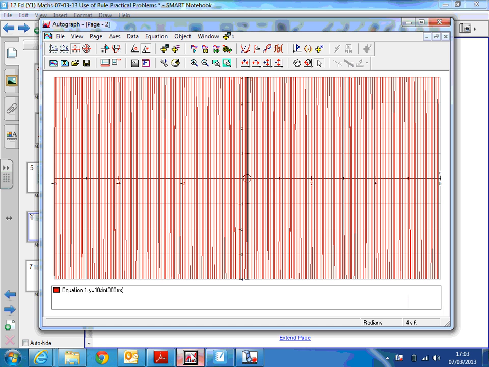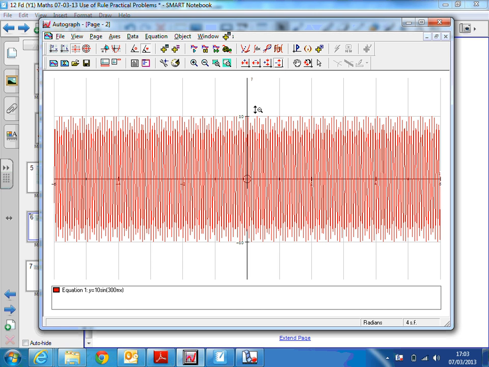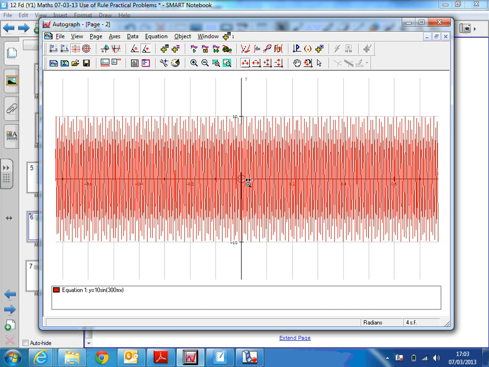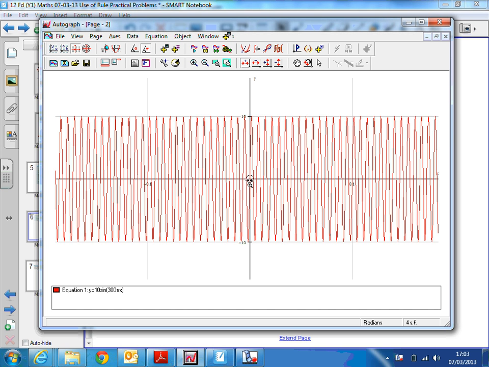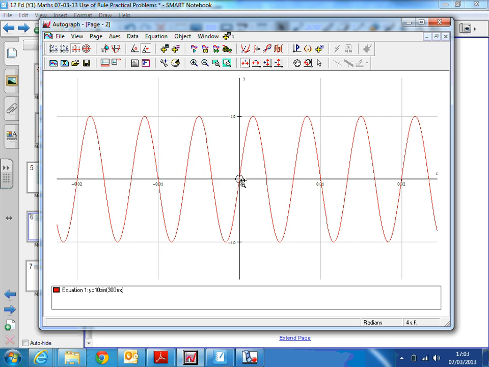put it into Autograph, and it looks horrendous, okay? That's because we've got loads of waves, so we need to zoom in on the x-axis, and also it's too high, so we need to zoom out on the y-axis, which is this button, until we start to see the top of the wave. Then we need to zoom in on the x-axis to spread the wave out, and then hopefully start to see something that looks a bit like a familiar sine wave. There it is, okay?